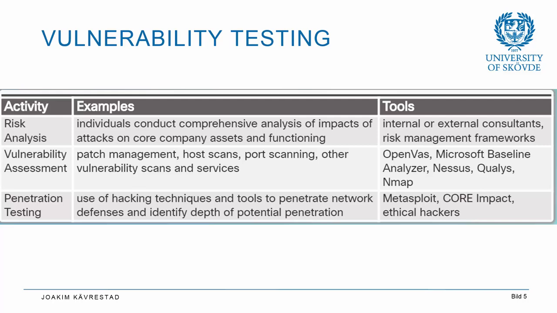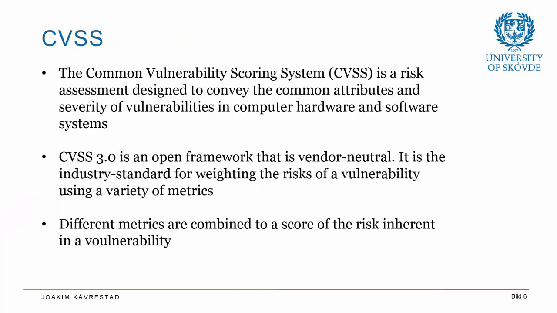And finally, we have penetration testing, which is perhaps the most aggressive way of vulnerability testing. This is the use of hacking techniques and tools to try to penetrate network defenses. The idea here is basically that we try to hack a network in order to see how easy it is, and in that way detect vulnerabilities. Some of the tools we can use are Metasploit, Core Impact, or we can employ ethical hackers to do the work for us. So moving on then to the Common Vulnerability Scoring System, or CVSS.